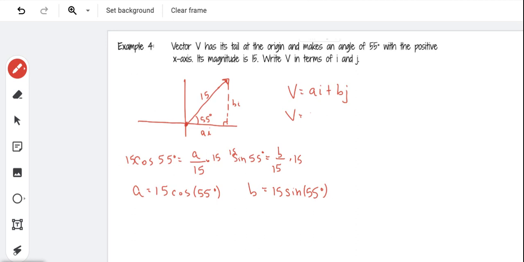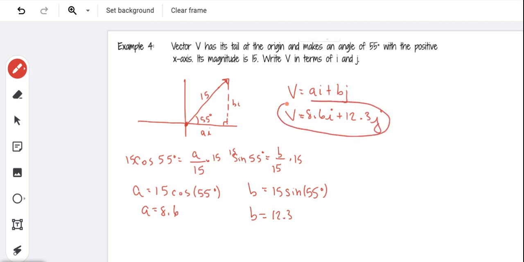15 cosine of 55 degrees, so 8.6. So A is 8.6, and B is 15 sine of 55. So I've just got to change my function from cosine to sine. 12.3. All right, so we have 8.6i plus 12.3j. And that would be the algebraic form for the vector that had that direction and that magnitude.